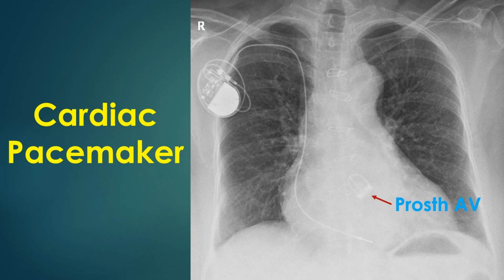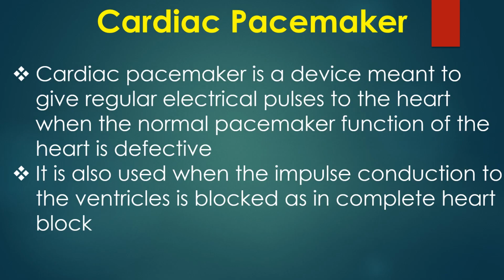This contrasts with the mitral prosthesis, which has 4 struts for the cage and the cage is directed downwards towards the left ventricular apex. A prominent aortic knuckle and a bulge of the right atrial contour are other findings on this chest X-ray. Cardiac pacemaker is a device meant to give regular electrical pulses to the heart when the normal pacemaker function of the heart is defective.